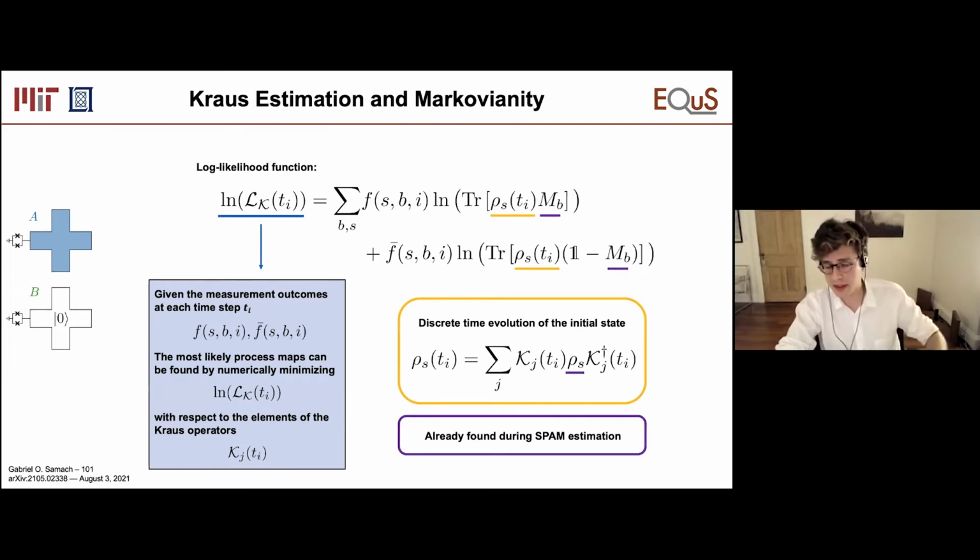So here, just to summarize it again, given the measurement outcomes at each time step, t_i, so at f and f bar, the most likely process maps can be found by numerically minimizing this function with respect to the elements of these Kraus operators K.